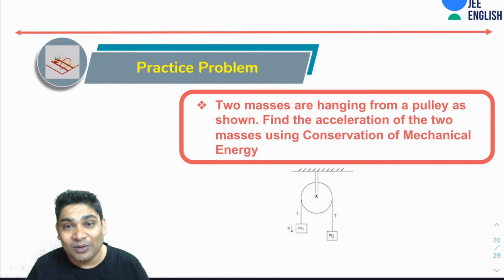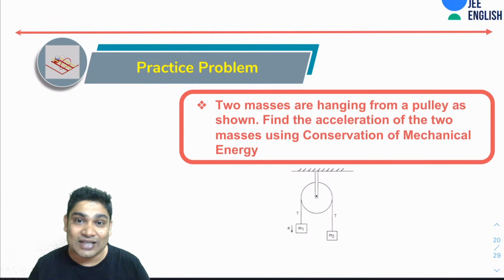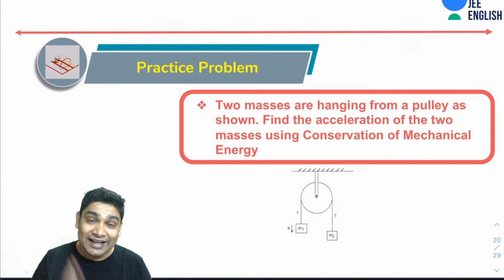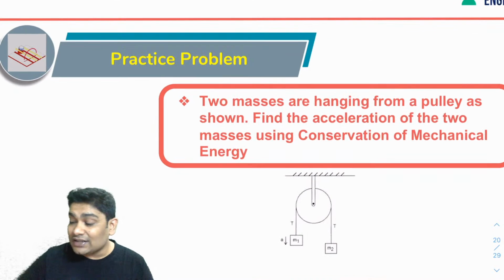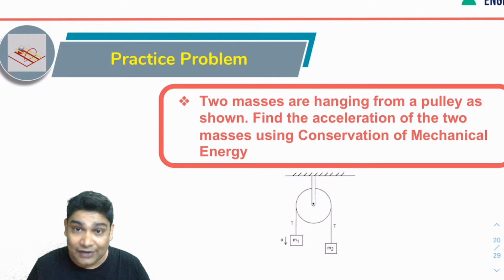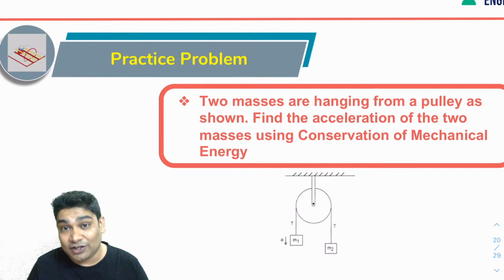So this is a problem which we solved in Newton's laws, using laws of motion, right? Now what we are going to do today is solve this problem using our work energy theorem or conservation of mechanical energy. Let us see how to do that. So you have two masses which are hanging from a pulley as shown, and you have to find the acceleration of the two masses using conservation of mechanical energy.